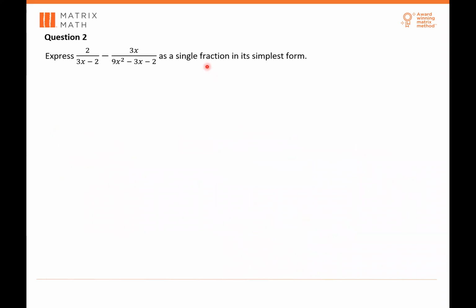Now question 2. Express 2 over 3x minus 2 minus 3x over 9x squared minus 3x minus 2 as a single fraction in its simplest form. Okay, so you're given this expression. What you can do first is focus on the denominator of the second term. You can factorize this further, using the cross factorization method or the square method. You get 3x minus 2 and 3x plus 1.